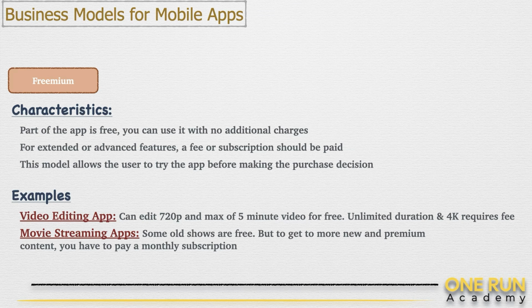As for examples, you can think of some mobile video editing apps. Some of them may allow you to export videos with 720p maximum resolution or with a watermark if you are on a free plan. And to access 4K resolution with no mark, you would pay a fixed fee. Another example of freemium apps is some video streaming applications and services. You can download the app and access it with no payment required. You can even watch some old TV releases for free, but to access more recent and premium content, you'll have to pay something like a fixed monthly subscription.